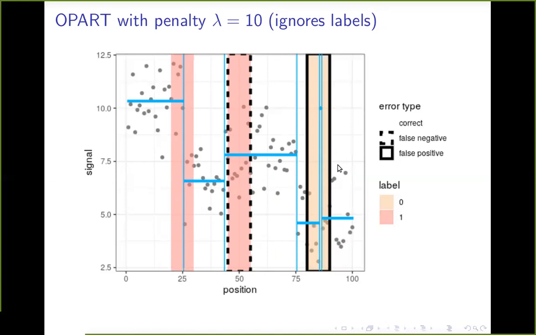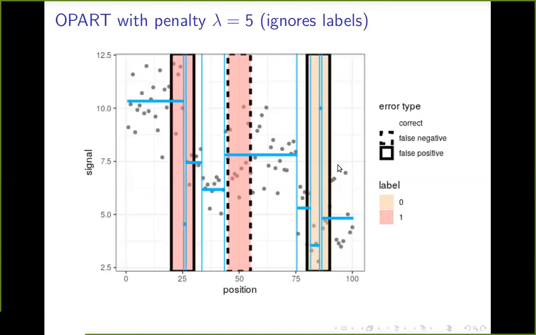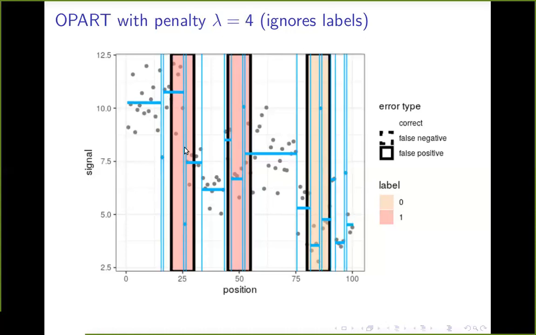We can keep going, and eventually, when the penalty gets small enough, you have a penalty of 5, and you start detecting 2 changes here in this red region where, based on the label, we know there should be only 1. So here that's also a false positive. This is even worse. And if you keep going, with an even smaller penalty of 4, you start to get several changes in the second region.